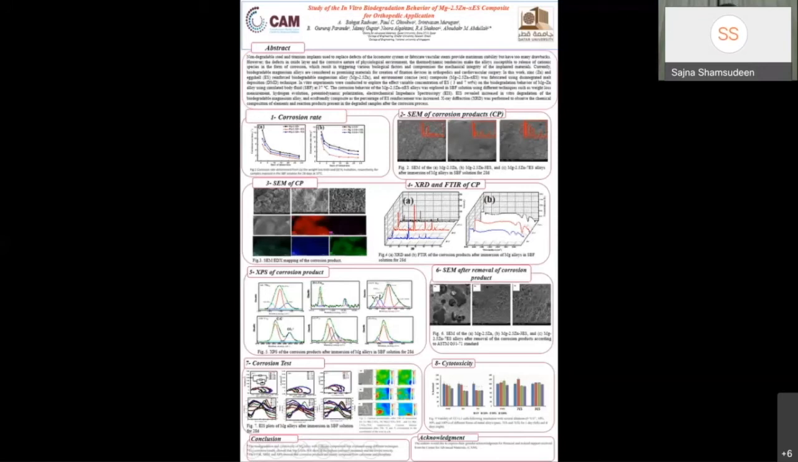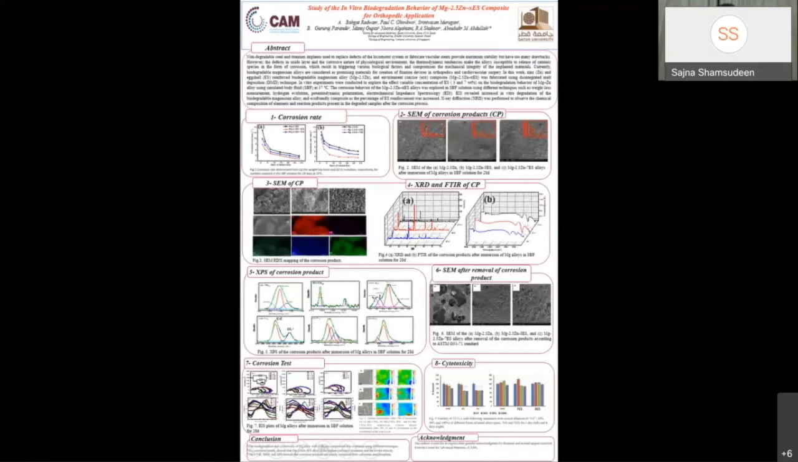XRD and FTIR were performed to explore the composition of corrosion products formed on the surface of the biodegradable magnesium samples. The diffraction peaks revealed that hexagonal magnesium hydroxide is the dominant corrosion product. The FTIR spectra showed the presence of phosphate and carbonate signals, indicating formation of hydroxyapatite, which is thermodynamically more stable. The XPS of calcium and phosphorus confirmed the presence of hydroxyapatite, which is the scaffold for bone reconstruction, as shown in figure 5.